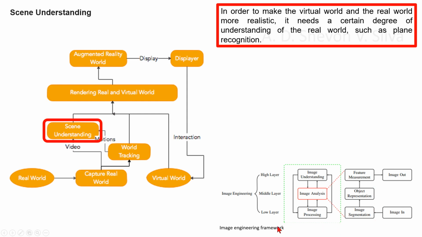Here you can see 3 layers: low layer, middle layer, and high layer. Image understanding interacts with image analysis. Image analysis interacts with image processing. Image processing interacts with image understanding.